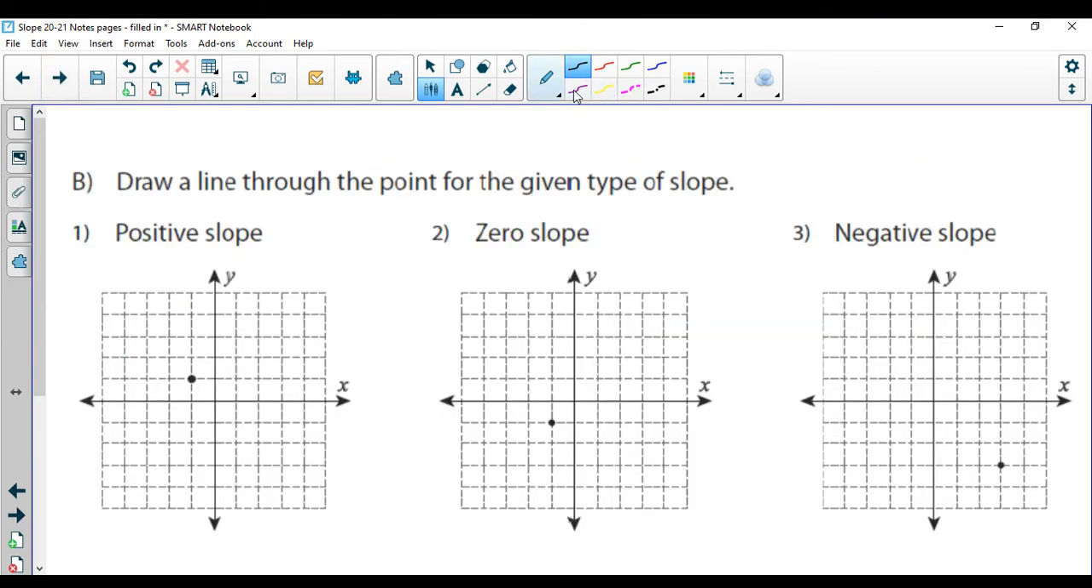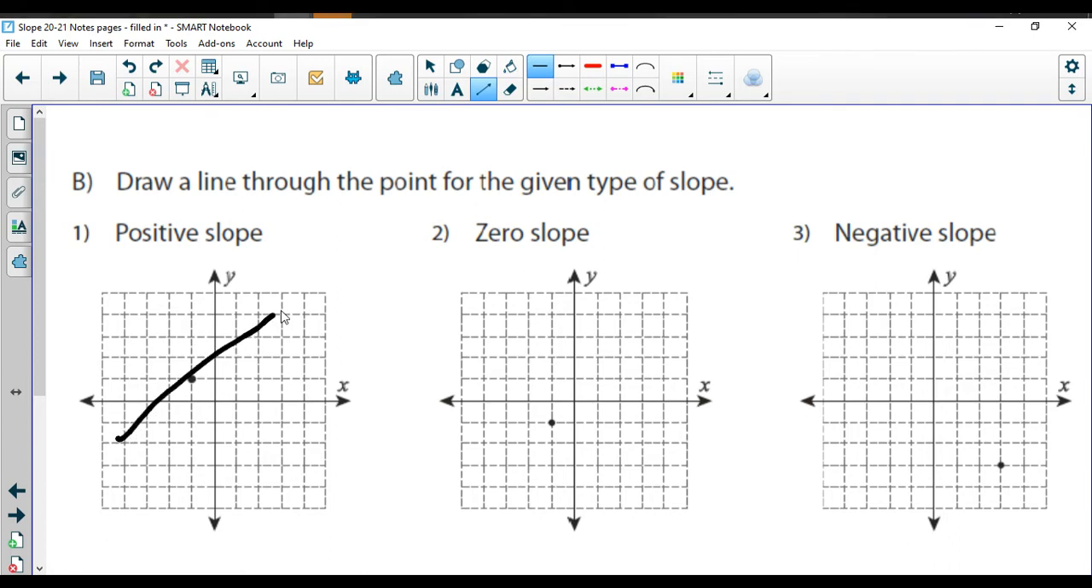In this next section, it says to draw a line through the point for the given type of slope. So we have this point right here, and we want to show a positive slope. So positive would need to move upward. So I'm going to go ahead and just draw my line through that point. For a 0 slope, we would need a horizontal line. So I could go just like this across here. And for the last one, a negative slope would mean that as I look from left to right, I'm going downwards. So I'm going to actually start and go backwards here. So that would be an example of a negative slope.